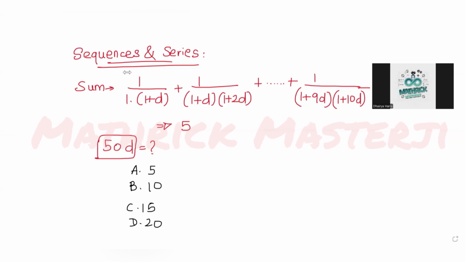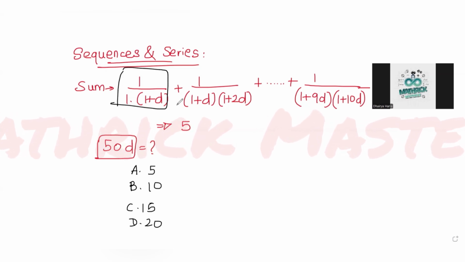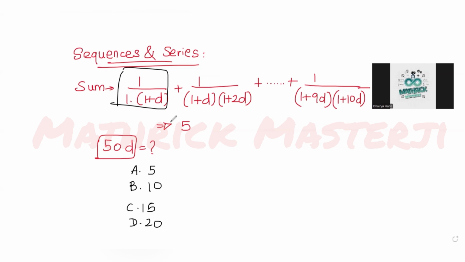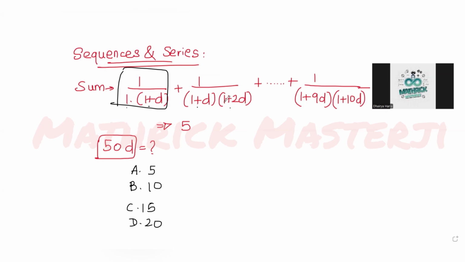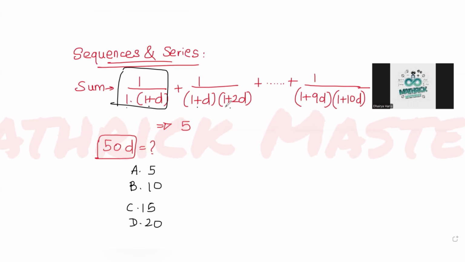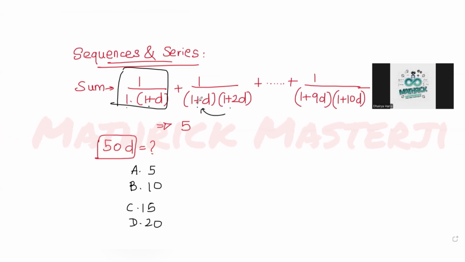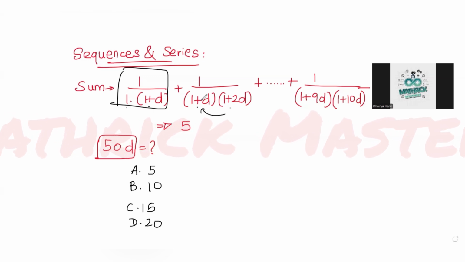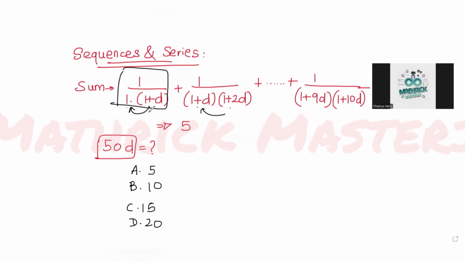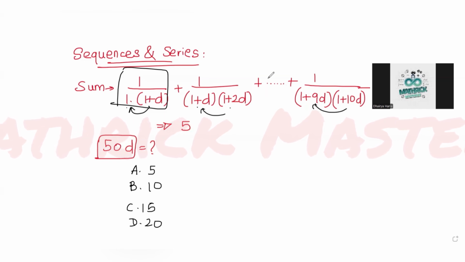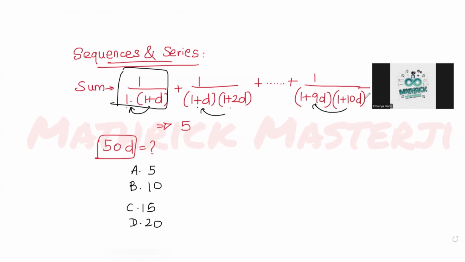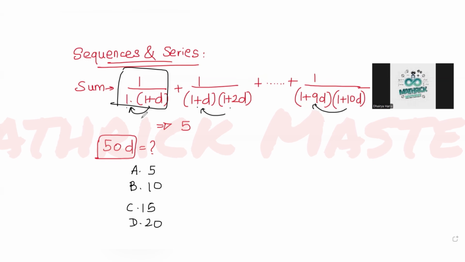Let's try to understand the terms first, and then we'll see how to find the sum of them. If I see the terms in the denominator, every term successively has a difference of d between them. These two terms have a difference of d, these two terms have a difference of d, and likewise in between, all of them would have a difference of d between them.